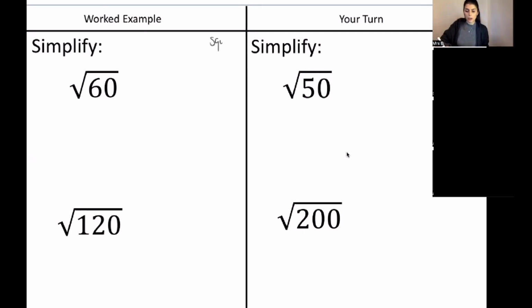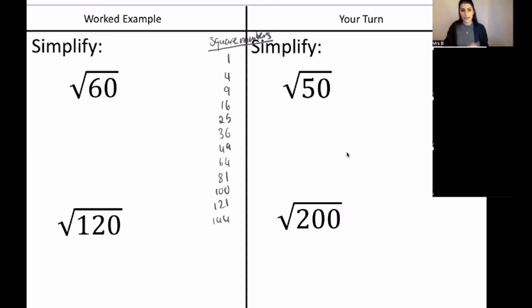So why don't you list your square numbers now? So 1 times 1 is 1, 2 times 2 is 4, 3 times 3 is 9, 4 times 4 is 16, 5 times 5 is 25, 6 times 6 is 36, 7 squared is 49, 8 squared 64, 9 squared 81, 10 squared 100, 11 squared 121, and 144. So these numbers are going to come in really handy when we're simplifying surds.